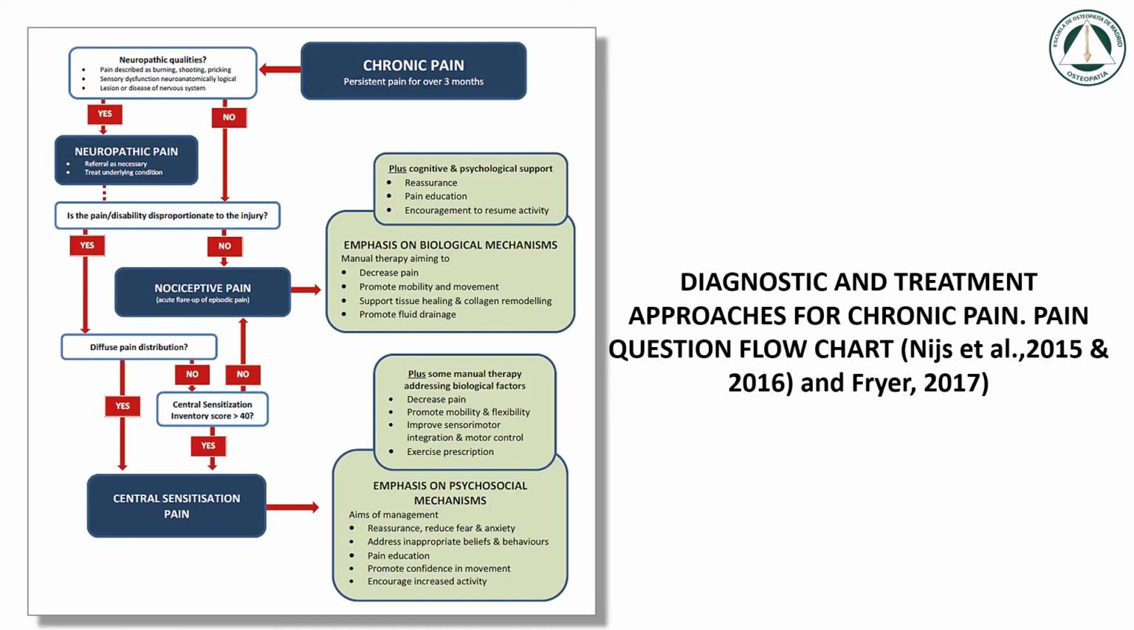Diagnostic and treatment approaches for chronic pain. Pain question flow chart. According to Nijs et al., 2015 and 2016, and Fryer, 2017. In case of central sensitization, the OMT must emphasize biological mechanisms and psychosocial mechanisms. Aims of management include reassurance, reduce fear and anxiety, address inappropriate beliefs and behaviors, pain education, promote confidence in movement, encourage increased activity.